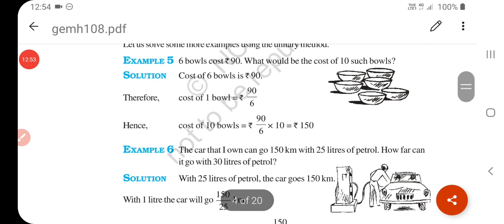Now see example number 5. 6 bowls cost ₹90. What would be the cost of 10 such bowls? So you can do: 6 bowl का cost is ₹90. So 1 bowl का cost कितना हुआ? 90 upon 6. So 10 bowl का cost 90 upon 6 into 10. So your answer is 150. Okay, understand? So this way you find the answer of this type of question.